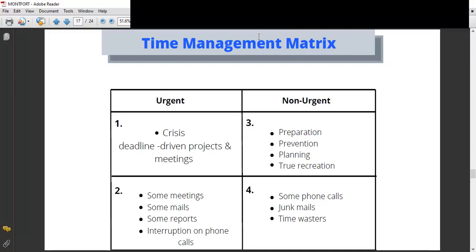Then the fourth quadrant says some phone calls, junk mails, time wastes. Yes, of course. When things are not very urgent, what do we do? We focus on phone calls, we check junk mails, and we waste our time, because we think, okay, we will do it later. We all have that habit, but in order to manage time, it is very important to plan the task, to prioritize, to make a to-do list. These all things are very important.